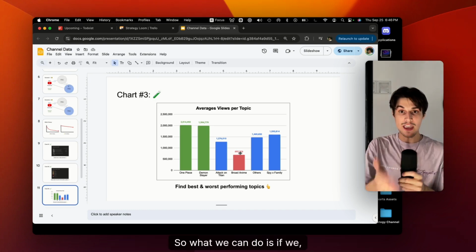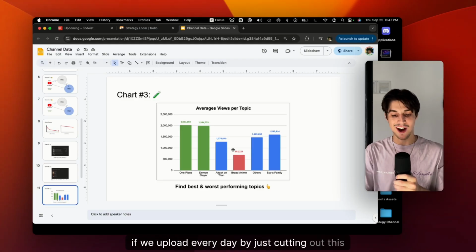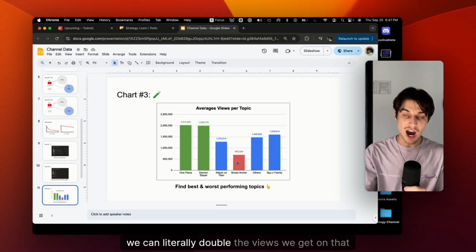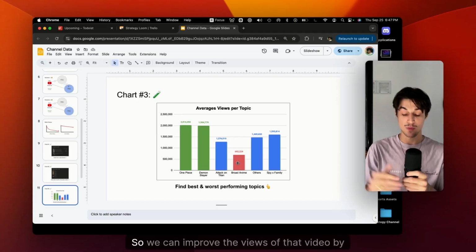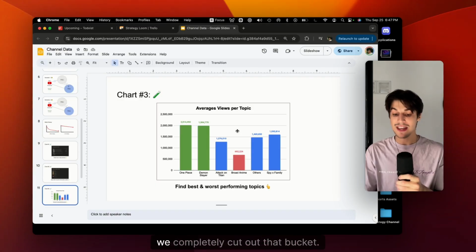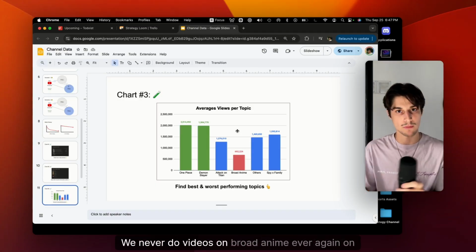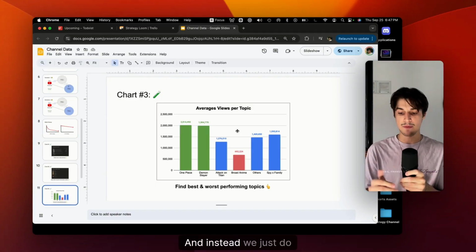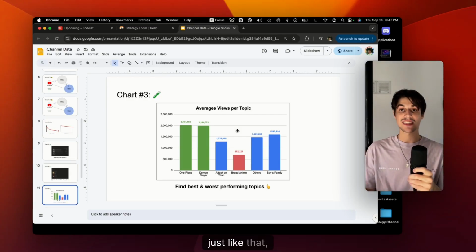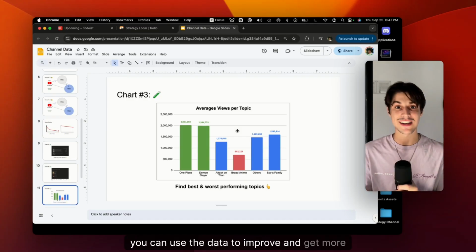So what we can do is if we upload every day, by just cutting out this bucket of videos that underperform, we can literally double the views we get on that video every day. So we can improve the views of that video by almost double. So instead of doing broad, we completely cut out that bucket. We never do videos on broad anime ever again on our channel. And instead, we just do a second video every week on One Piece that does really well. And boom, just like that, you can use the data to improve and get more views.